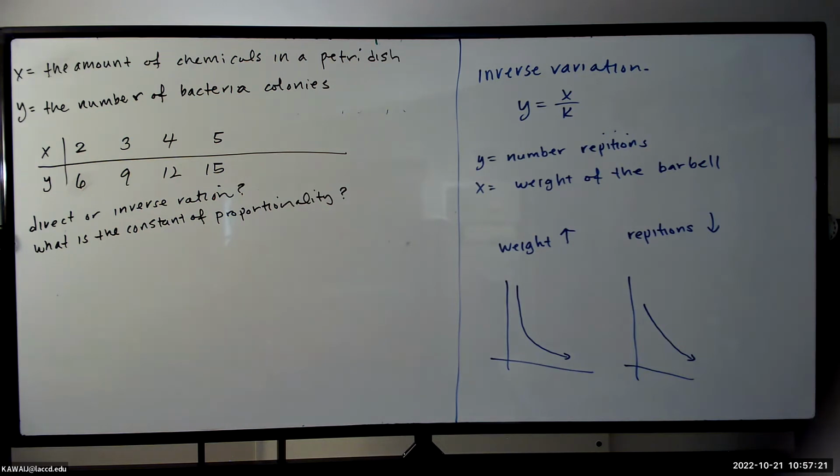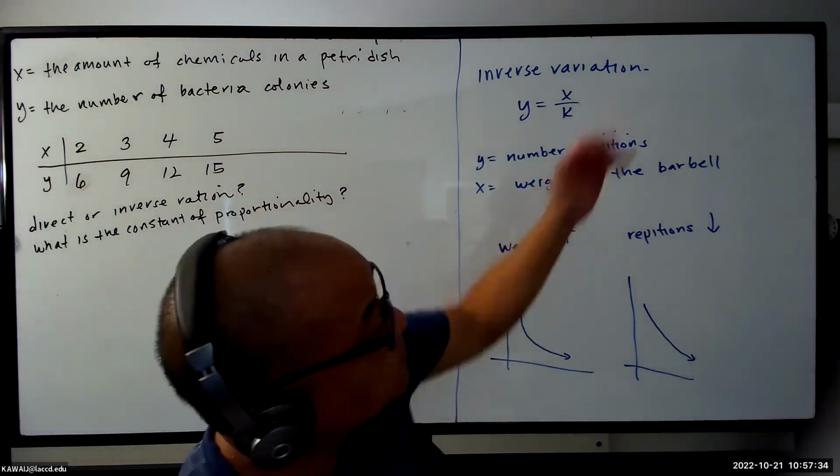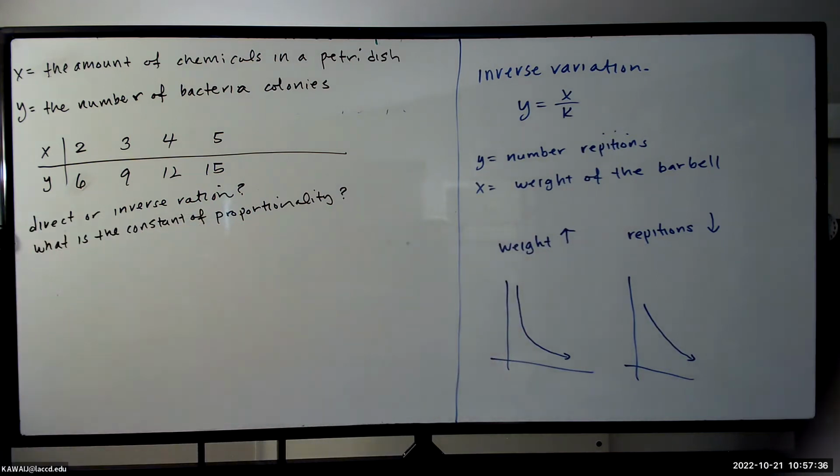Now, does anyone remember seeing one or two direct or inverse variation questions on their exam? Yes. Was it a table? Was it a graph? Was it a word problem? It was a word problem with the graph. Oh, okay. So you just look whether it's going down or up. Okay, all right, good. I'm glad we're doing this then.